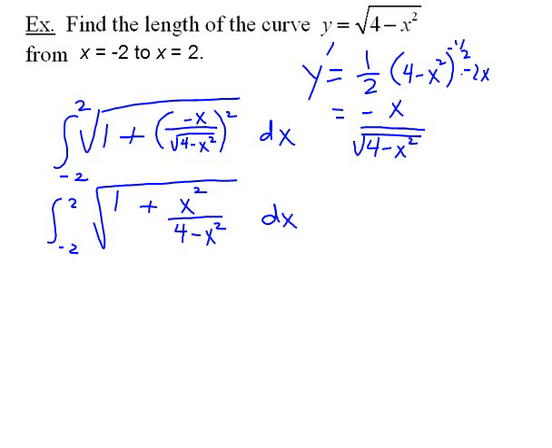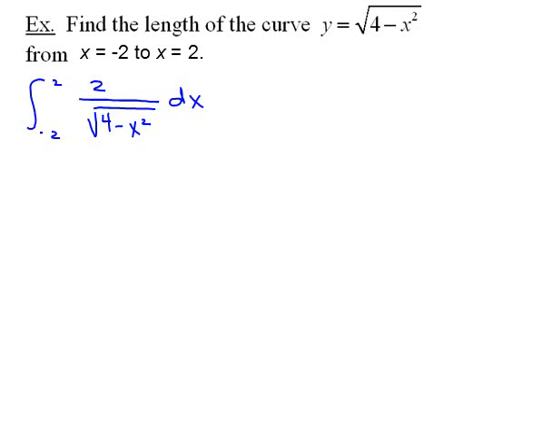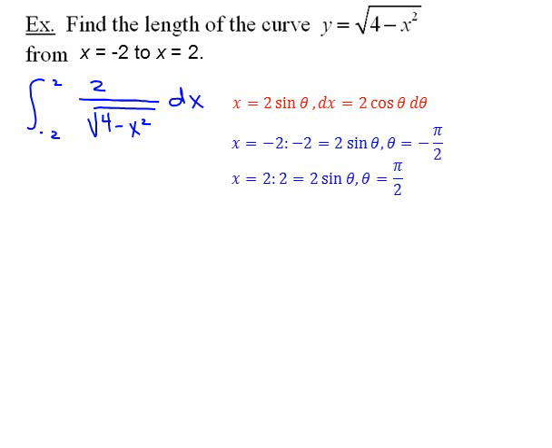Using a common denominator to combine the 1 and the fraction, I get 4 over 4 minus x squared. And this simplifies to 2 over the square root of 4 minus x squared. Going on, I can integrate this using a trig substitution with x equal to 2 sine theta and dx equal to 2 cosine theta d theta. The limits of integration convert to negative pi over 2 and pi over 2.